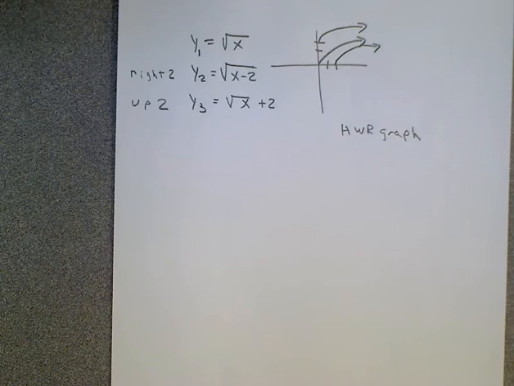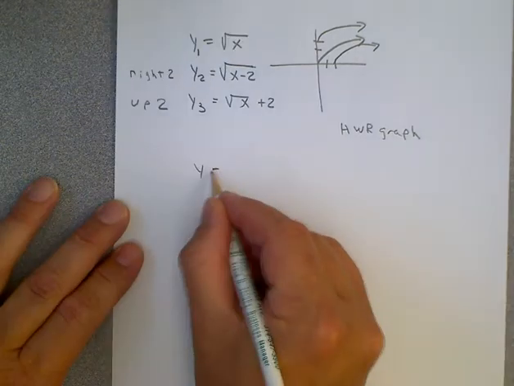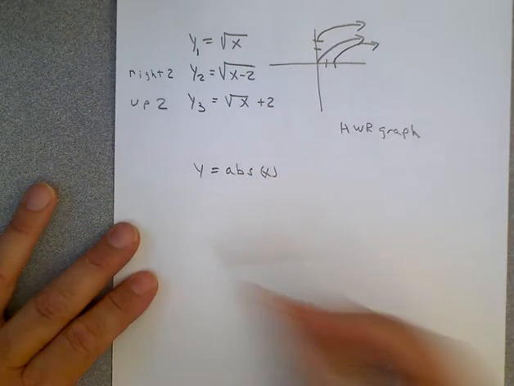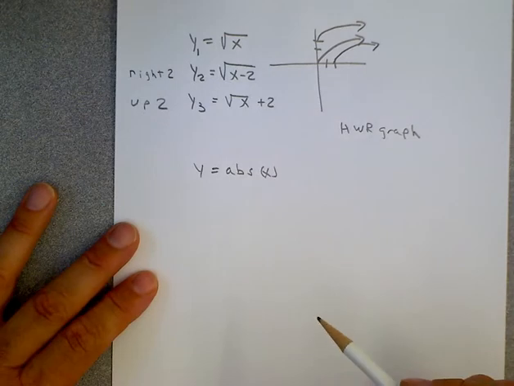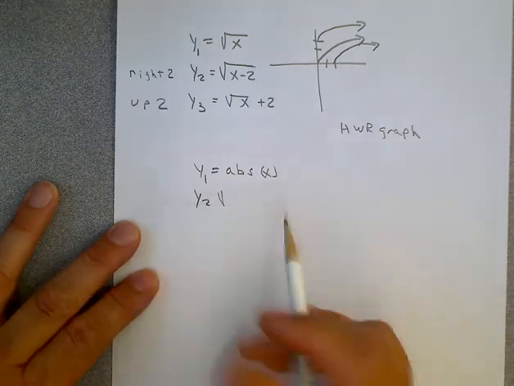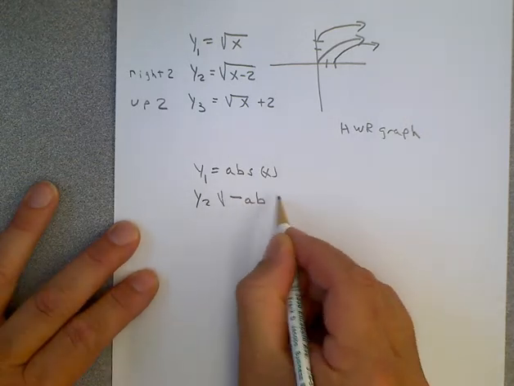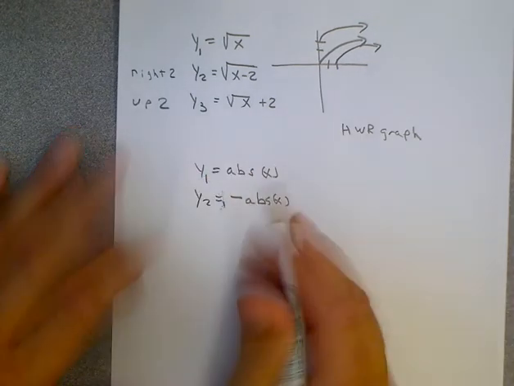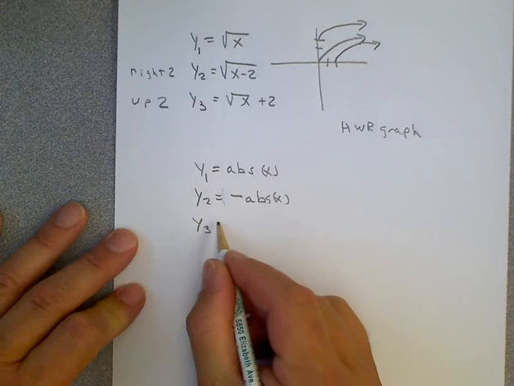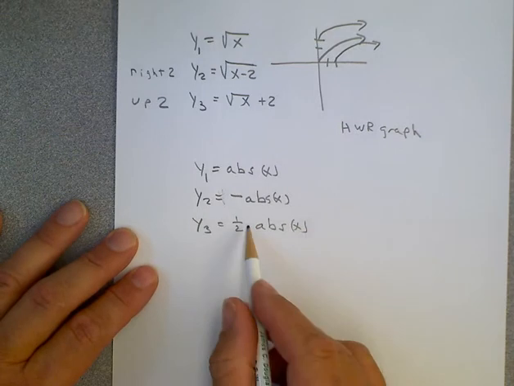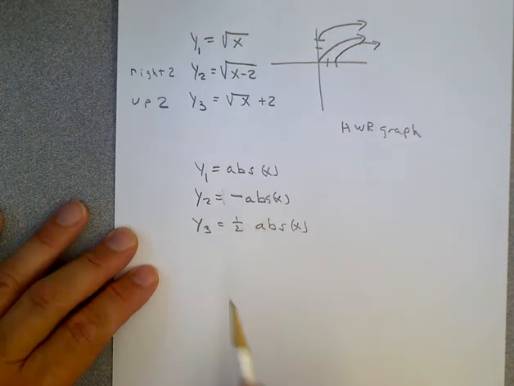And I'd like for you to do this for the following functions. y equals the absolute value of x. You'll notice I use ABS because that's how you'll have to put it in for the HWR graph. That's y1. y2, negative absolute value of x. y3, 1/2 absolute value of x. You might have to put the times sign here in order to get those to graph correctly.